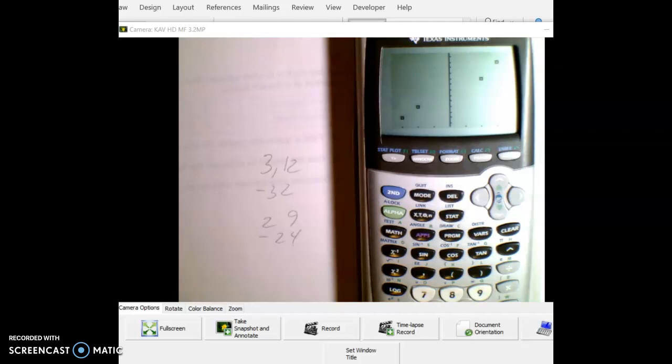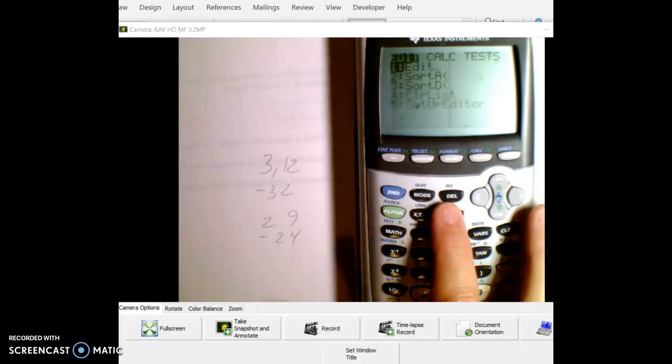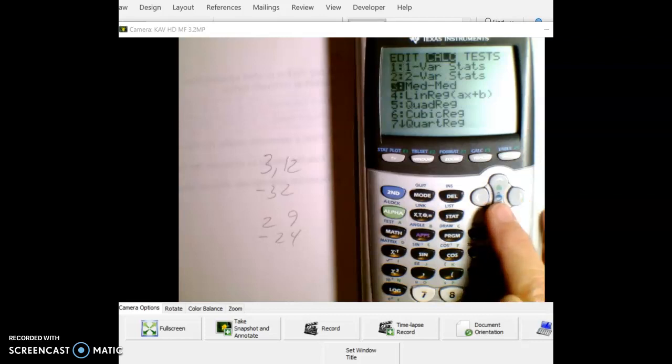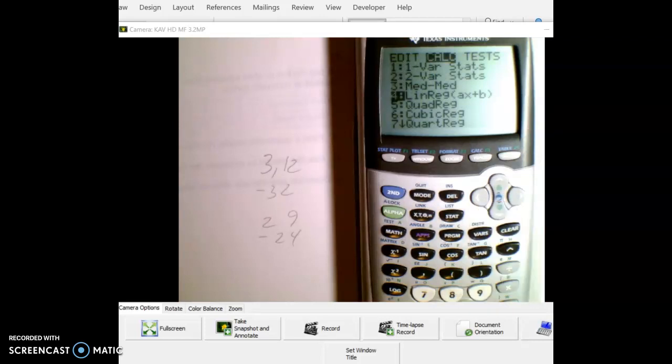And if I look at my points, they almost look like they form a straight line. So I'm going to guess that that is a linear equation, that I could draw a linear equation through that. So let's see if we can come up with an equation. I'm going to hit the stat key again. I'm going to go over to calculate this time. And I'm going down to linear regression line, and I'm going to hit enter.